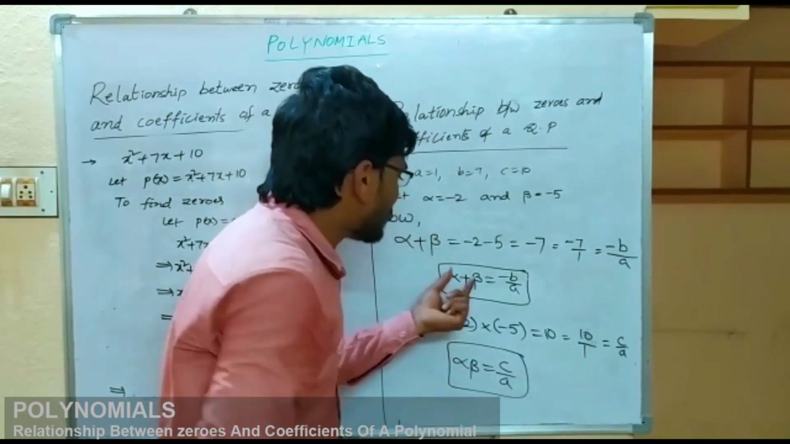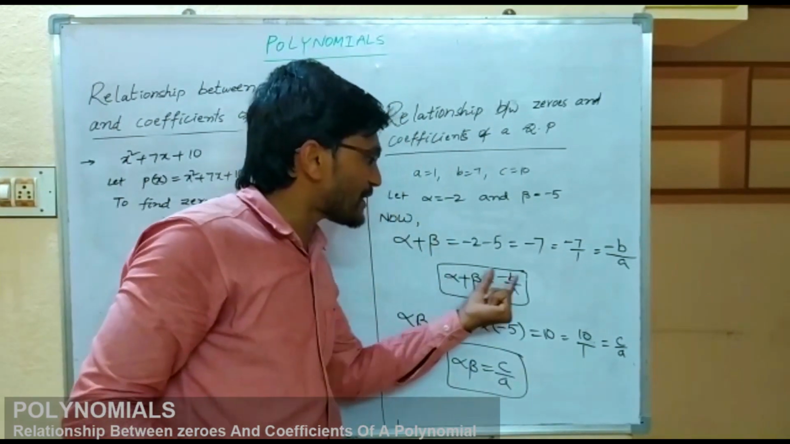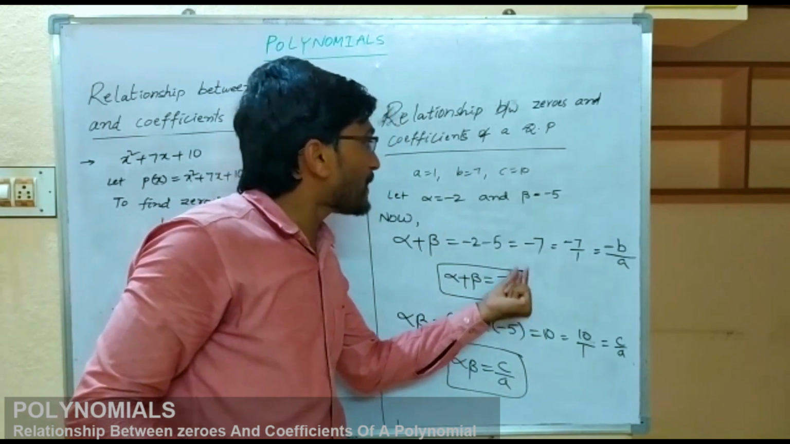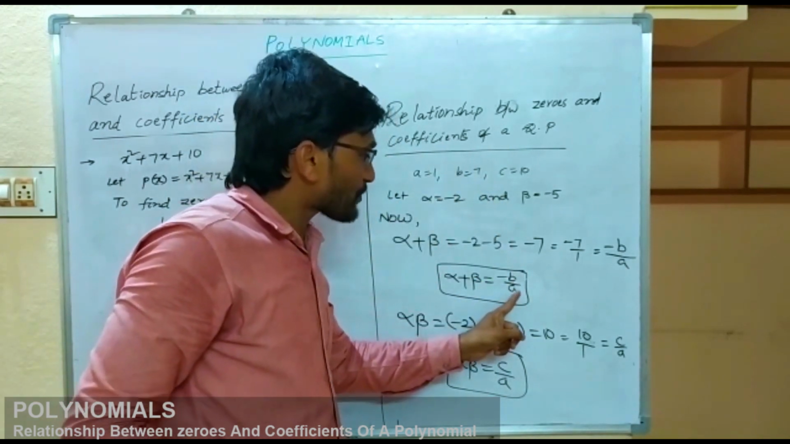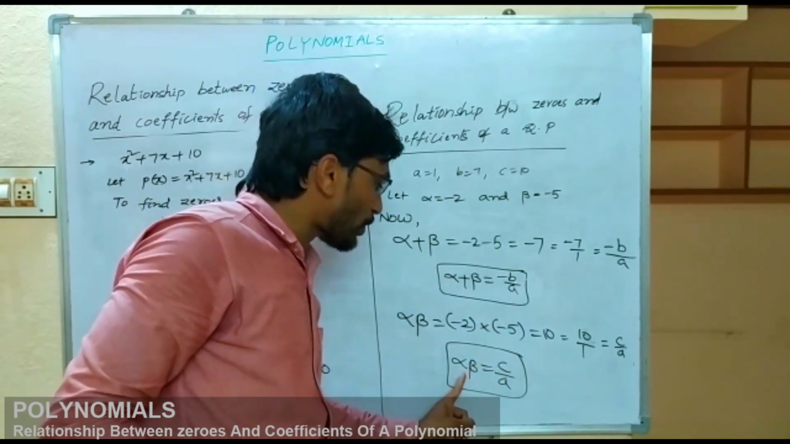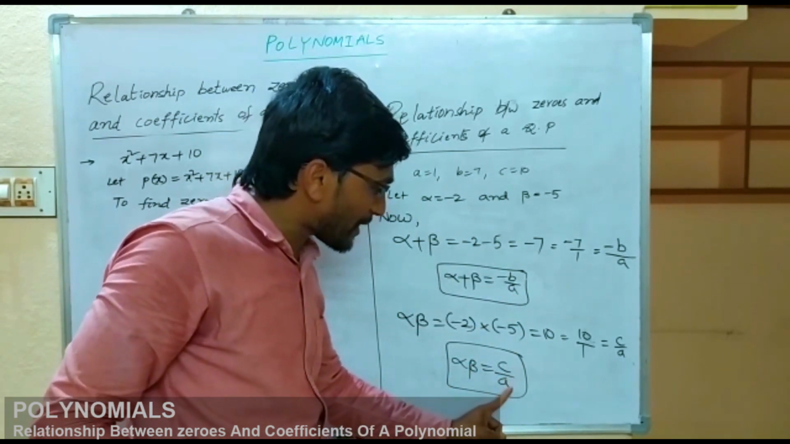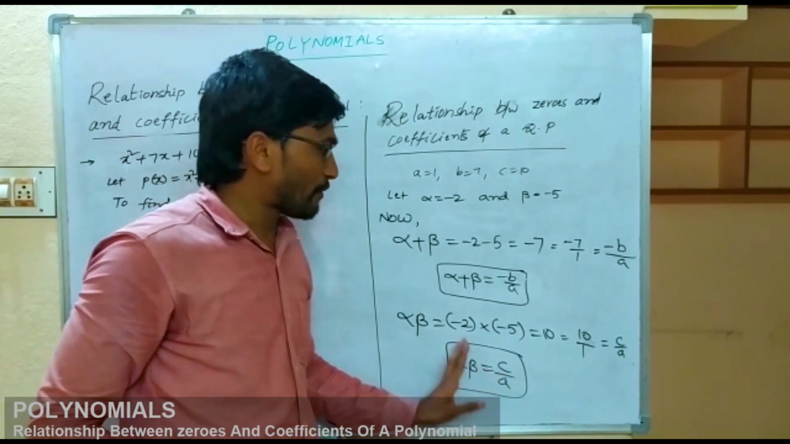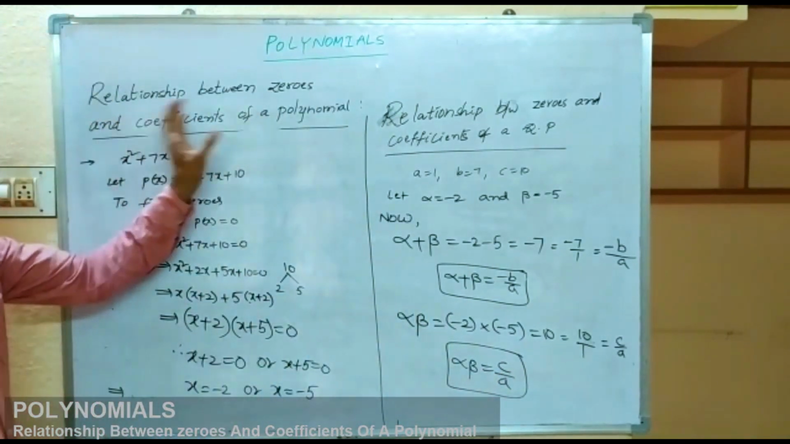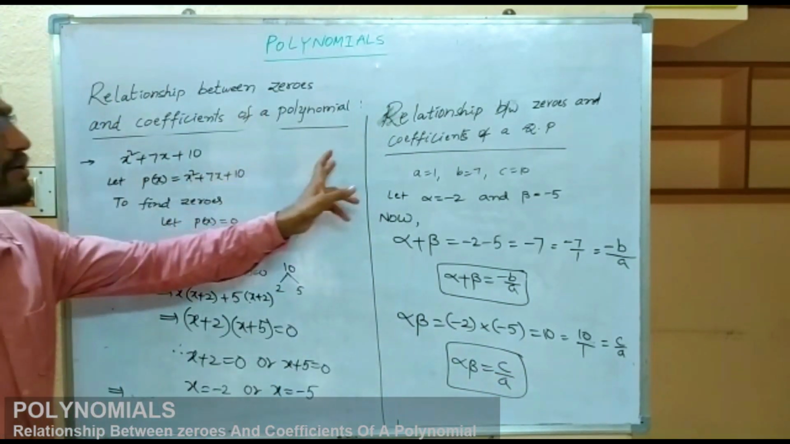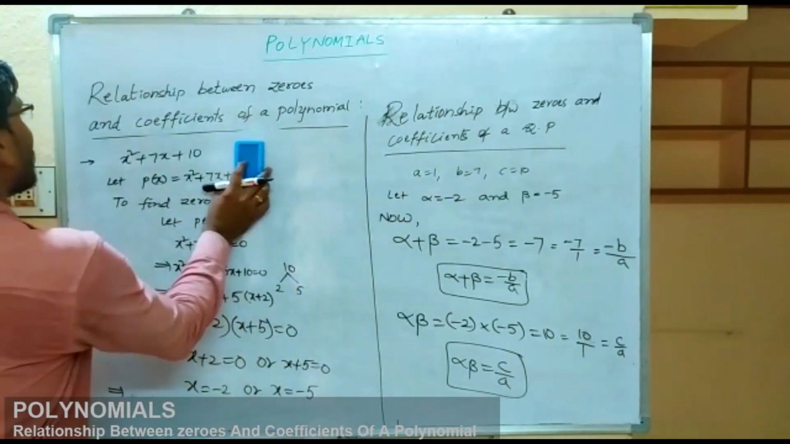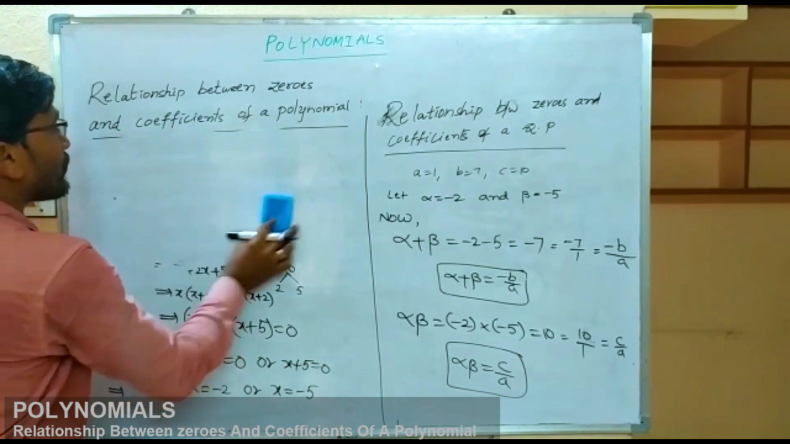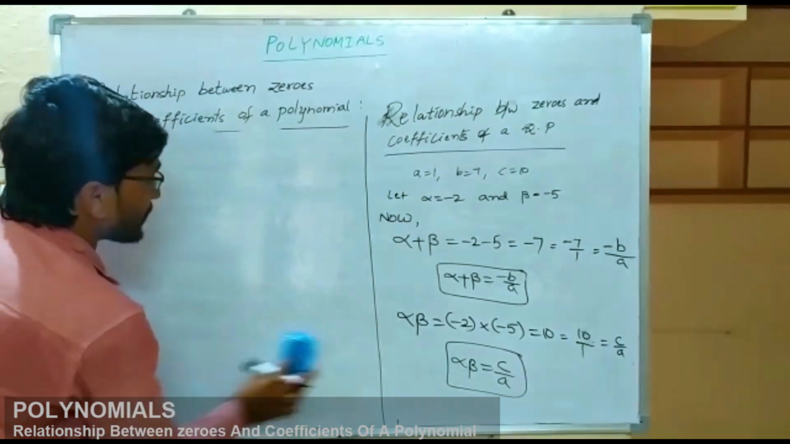So alpha plus beta, the sum of the zeros, is equal to minus b by a, which means minus coefficient of x divided by coefficient of x square. Product of the zeros is equal to constant term by coefficient of x square. Okay. This is about the relationship between zeros and coefficients of a quadratic polynomial. Now we are going to discuss the relationship between zeros and coefficients of a cubic polynomial.